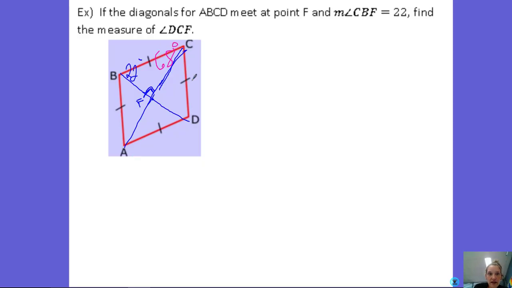But we are looking for the measure of angle DCF. Well, my diagonal of this rhombus is going to bisect this angle. So this angle is 68 degrees. So this angle right here will also be 68 degrees. And the measure of angle DCF is 68 degrees.